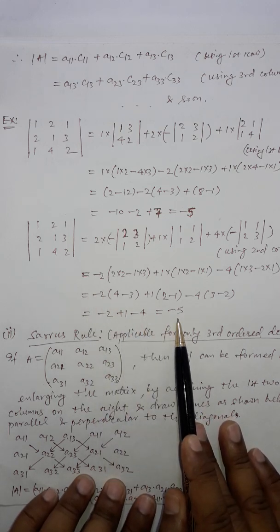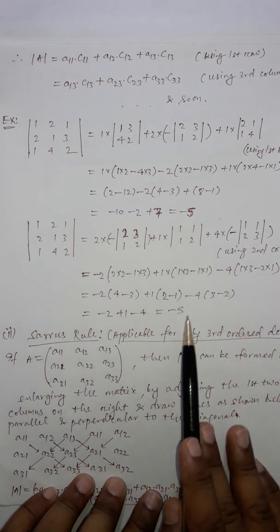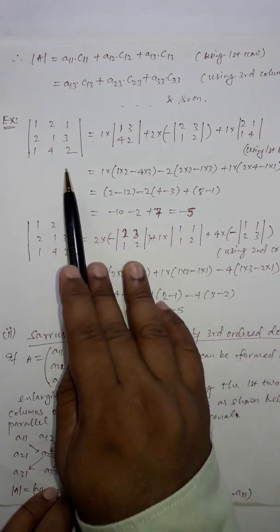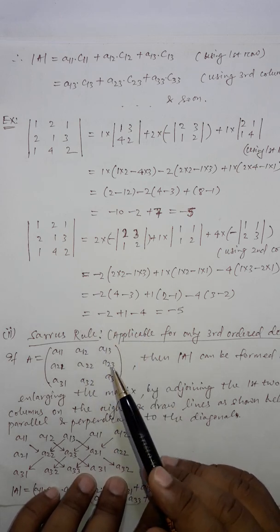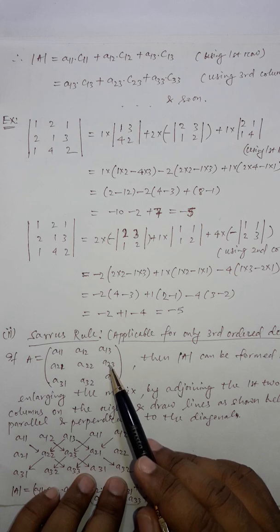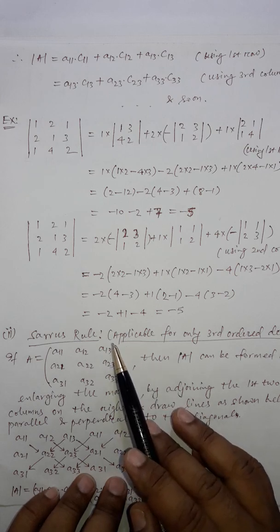So, this shows that you can apply the Laplace law in any row or any column, it does not matter; the value will always be the same, and that value is nothing but the determinant of that matrix. This Laplace law, again I am telling you, can be applied on a determinant of any order.